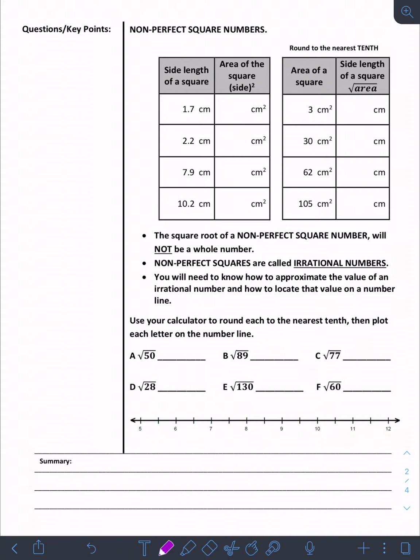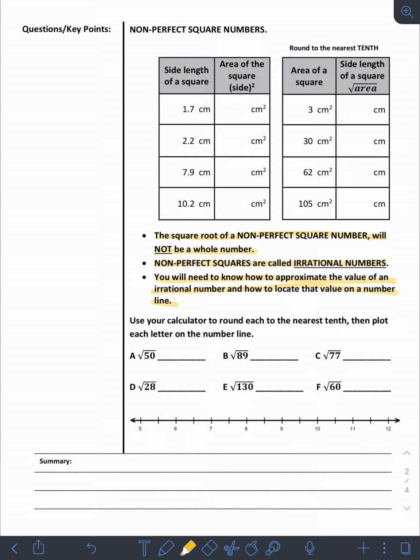Okay guys, now we're going to talk about non-perfect square numbers. If you take the square root of a non-perfect square number, your answer is not going to be a whole number. Okay, so when we talk about non-perfect squares, those are called irrational numbers. And you'll need to know how to approximate the value of an irrational number and how to find that number on a number line. Okay, so you're going to use the calculator to be able to find the approximate value, and then you're just going to round it.